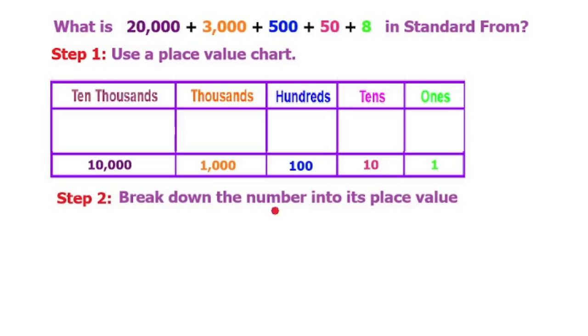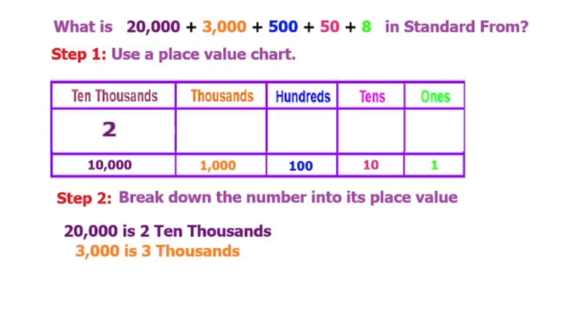So the next step is to break down the number into its place value. So if we take the 20,000 first, 20,000 is two 10,000s. So we could fill in the chart there with 2, right? 20,000 is two 10,000s. Then the next number is 3,000. 3,000 is 3,000s. So we just put 3 in the chart there. And here it is. So then we take the next number.